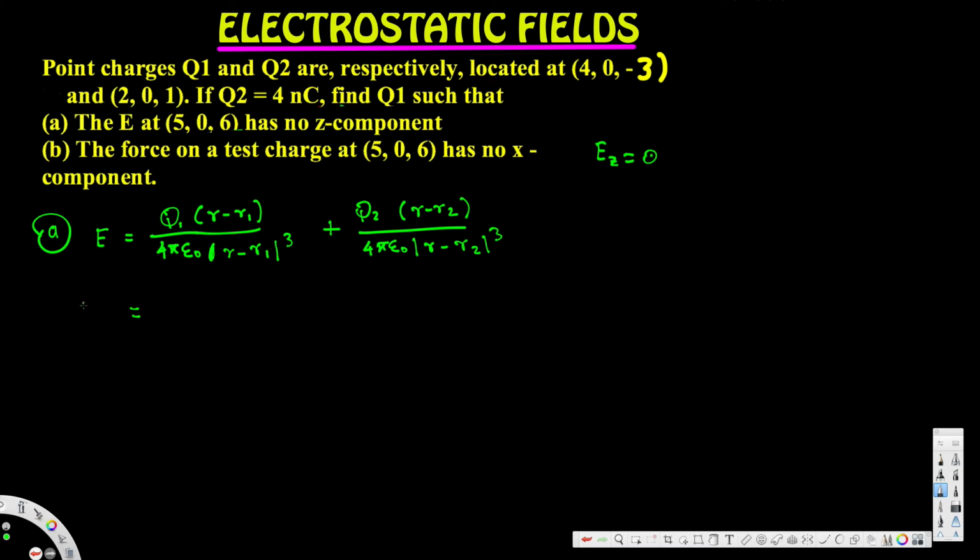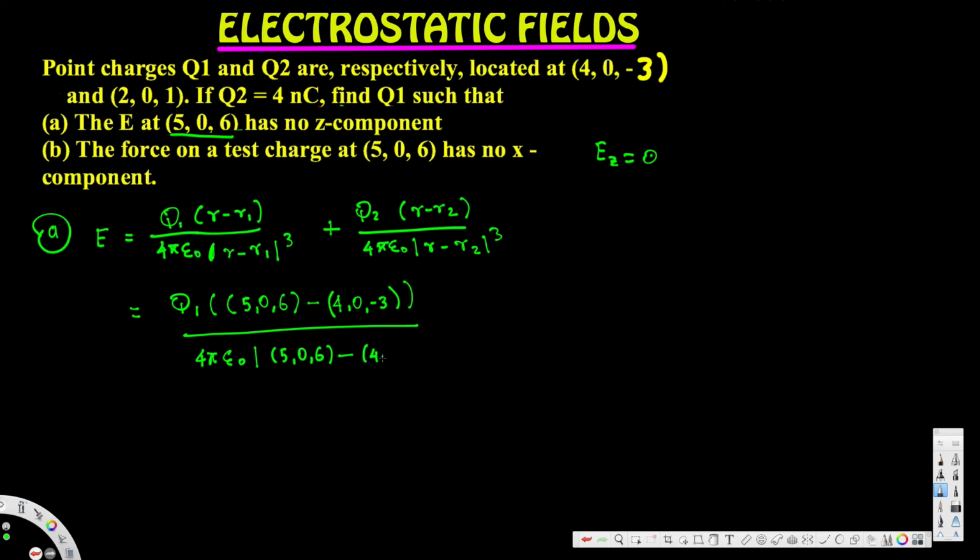Now here we have Q1, which is what we are trying to find. Q1 times R minus R1. R is the given location here, (5, 0, 6). So (5, 0, 6) minus R1, the location of the first charge, that's (4, 0, -3), divided by 4 pi epsilon naught times the magnitude of R minus R1 cubed, where R minus R1 is (5, 0, 6) minus (4, 0, -3), cubed. Okay, and then we are going to have Q2.